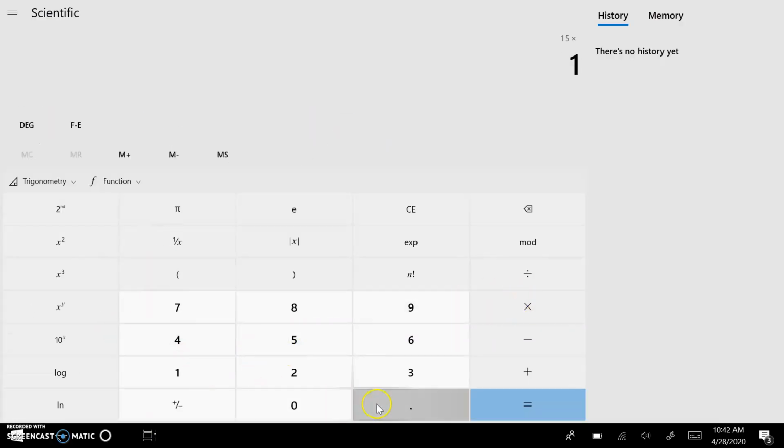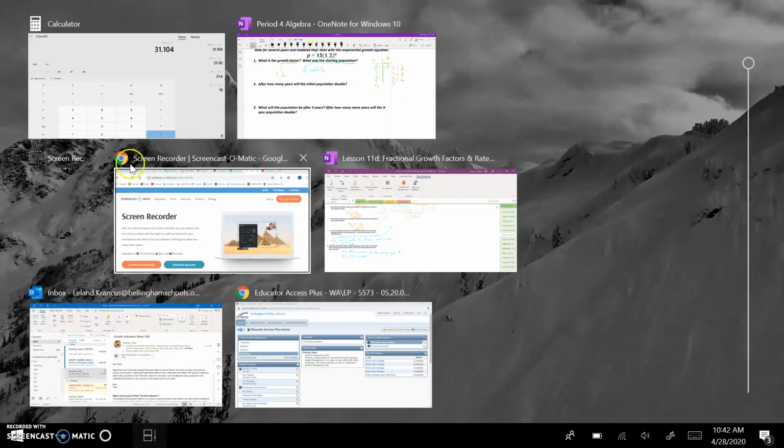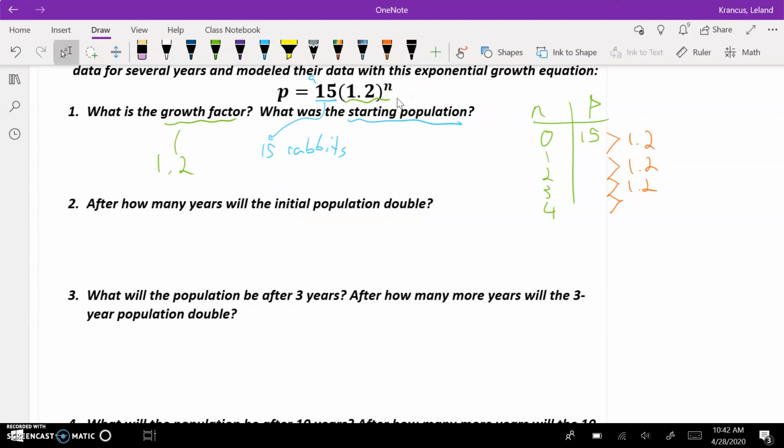15 times 1.2. There's once, twice, 3 times, and at 4 times it goes just beyond double. So we're not going to worry about decimals with our number of years. We're just going to say that at 4 years, the population has doubled to about 30 rabbits. So somewhere between 3 and 4 years, but definitely closer to 4 years.